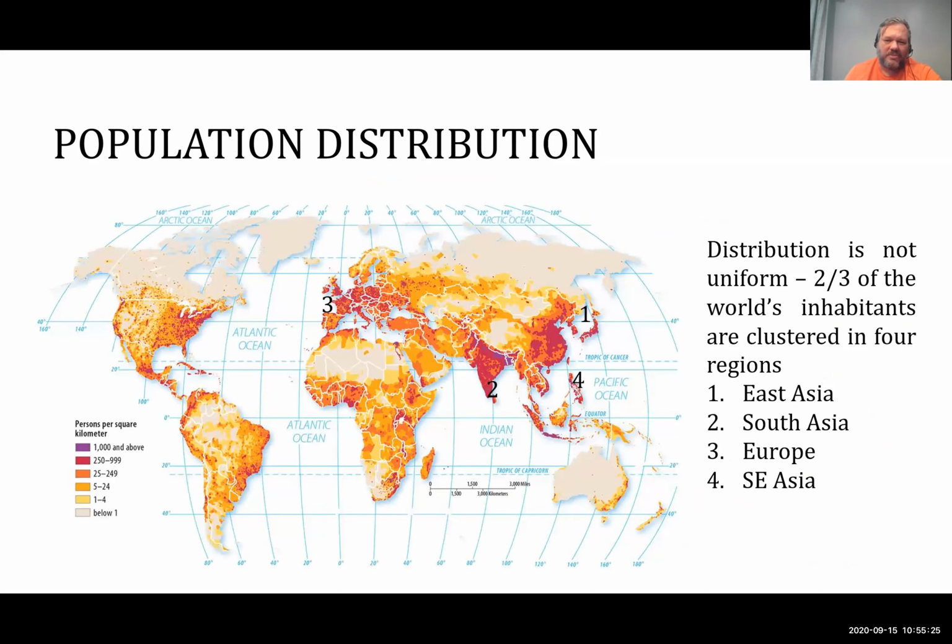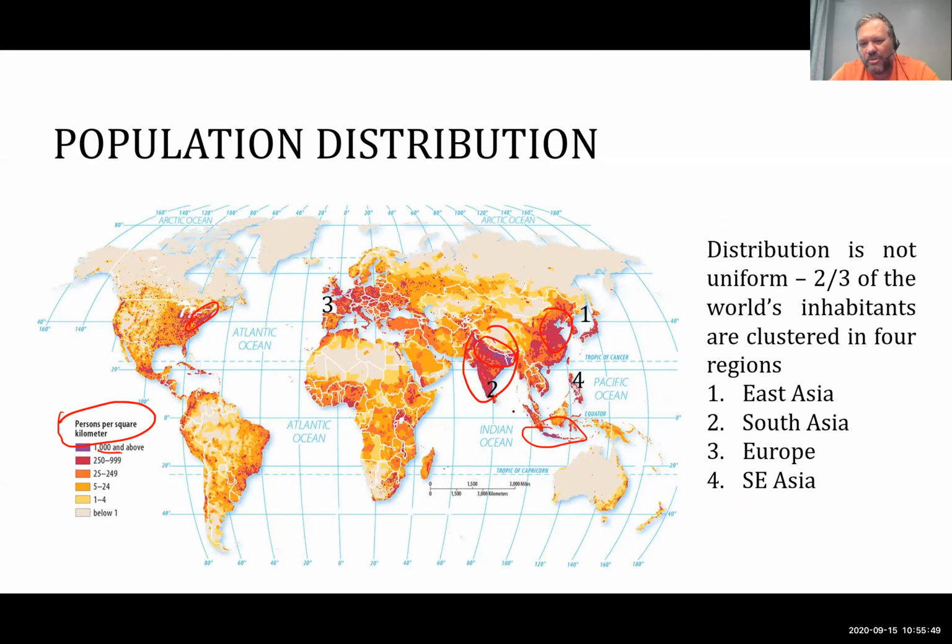And again, this gives us distribution and density, because if you look down here, this shows us persons per square kilometer. And so as we get to the purple, it's 1,000 and above. And so we can see a bunch of people here. Here's some of the purple areas, a bunch of people here, a bunch of people in the U.S. up there. And these jive with the maps that we looked at the very beginning of this presentation. So a bunch of people down there as well.